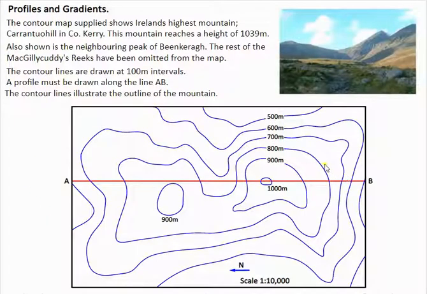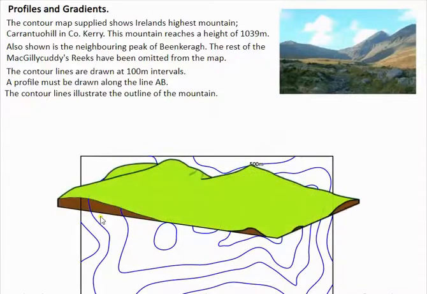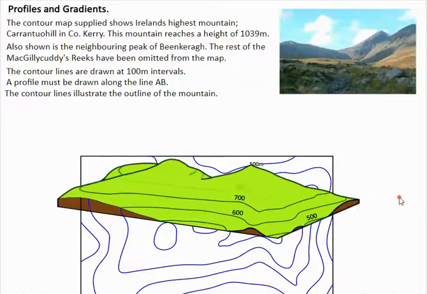Now what we have here is Cairn Tool in County Kerry, and we're looking at profiles and how to draw a profile. On the map we have a line going from A to B, and we want to draw the profile looking along this line. We're taking a vertical plane through the land so that we slice down through it.